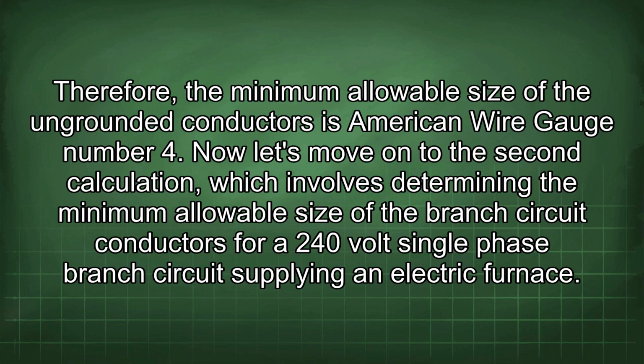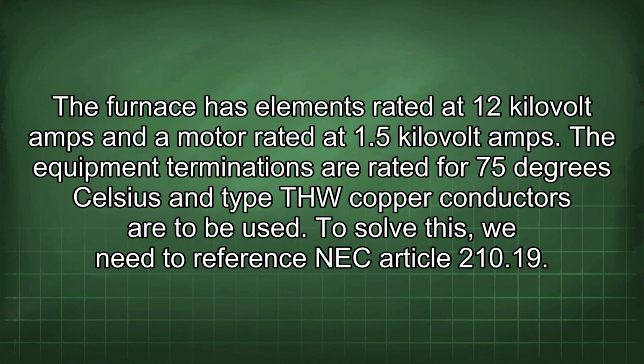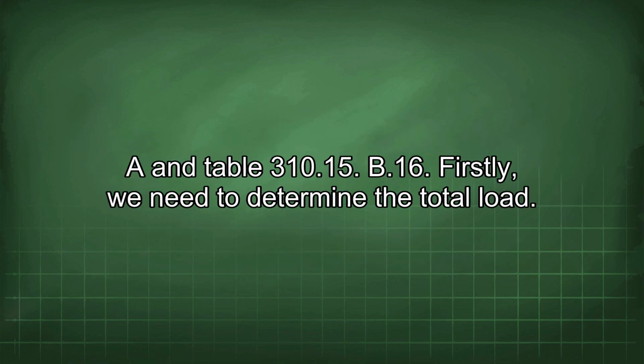Now let's move on to the second calculation, which involves determining the minimum allowable size of the branch circuit conductors for a 240-volt single-phase branch circuit supplying an electric furnace. The furnace has elements rated at 12 kVA and a motor rated at 1.5 kVA. The equipment terminations are rated for 75 degrees Celsius and type THW copper conductors are to be used. To solve this, we need to reference NEC Article 210.19 and Table 310.15(B)(16).